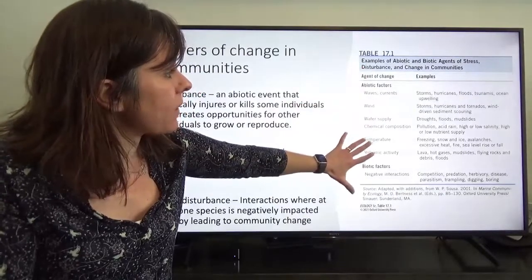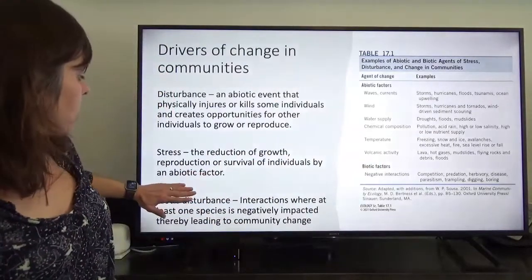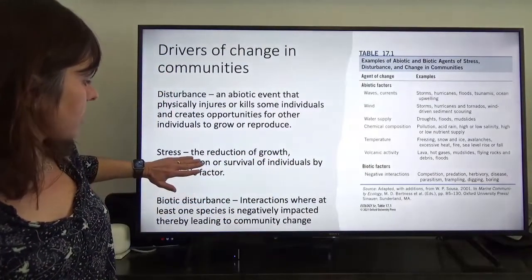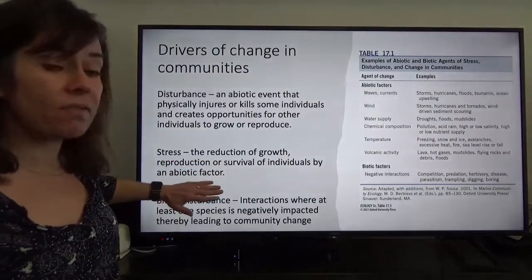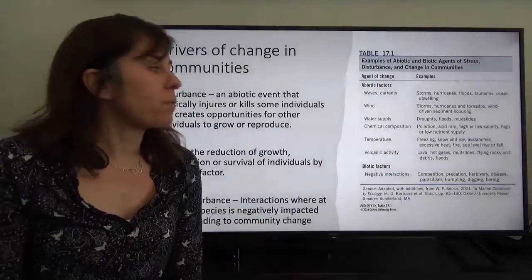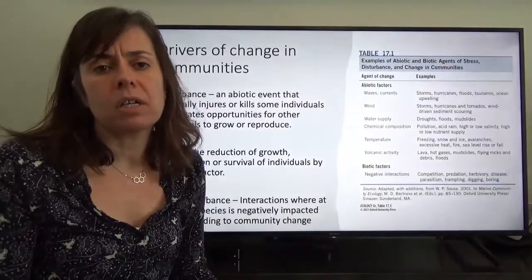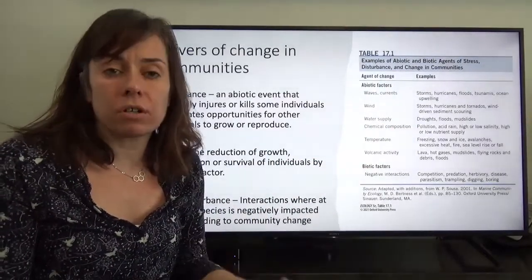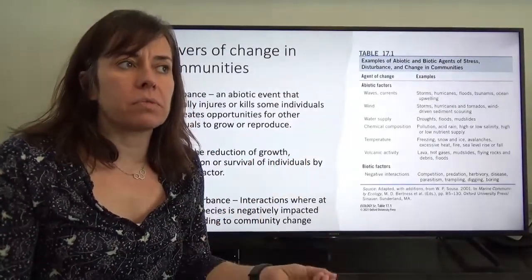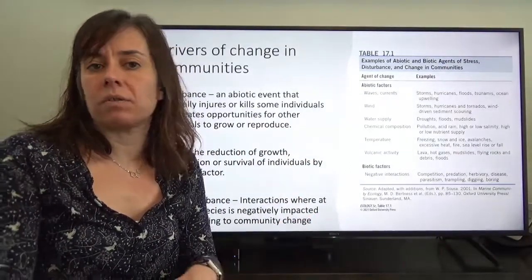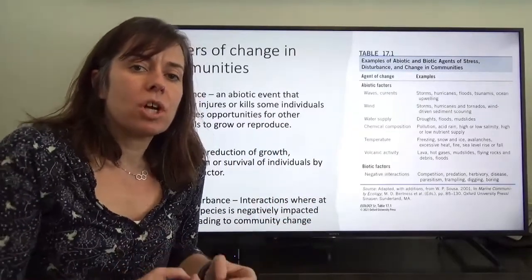So, a whole range of abiotic factors can lead to disturbance in the system, and we can also think of disturbance in the context of stress, which is the reduction of growth, reproduction, or survival of individuals by an abiotic factor. If we think about, for example, drought, so we have here water supply. We certainly heard last summer of the heat dome coming through in Western Canada, where there were really severe drought impacts that would be considered a pretty severe disturbance. But in many cases, drought is much, much more subtle.